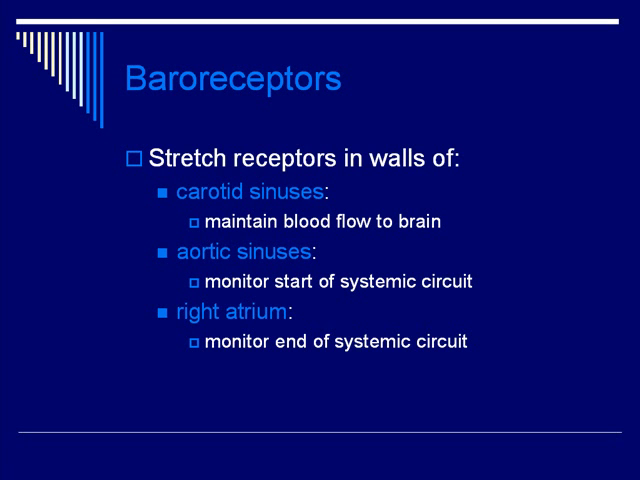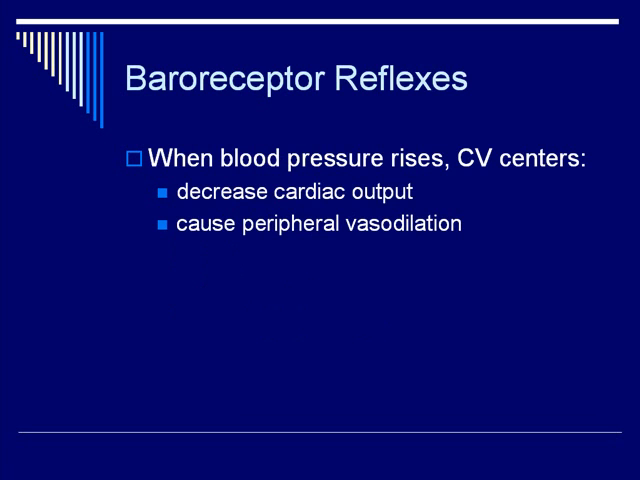Aortic sinuses, you can't get to the aorta to massage it externally. And then the right atrium, again, they monitor systemic circuitry, but the carotid artery you can actually manually stimulate by pressing a pressure point, pressing on the carotid artery against the vertebrae, the bones that are here in our neck. That can stimulate a baroreceptor response, which stimulates the parasympathetic nervous system.